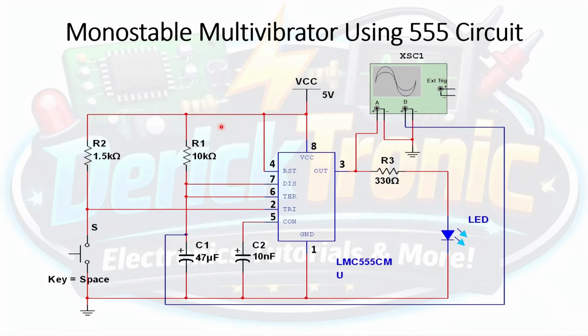Now, the other components connected to our 555 timer are as follows. Okay, we have a 10 kilo ohm resistor, as you can see here, connected in series with a 47 microfarad capacitor, or C1.